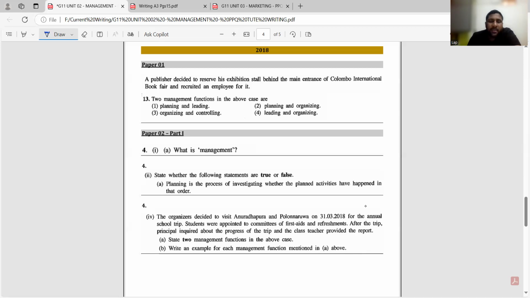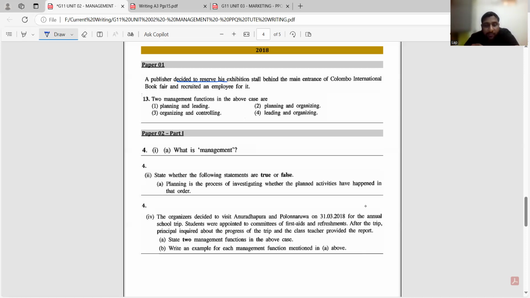A publisher decided to reserve his exhibition hall behind the main entrance of Colombo International Book Fair and recruited an employee for it. Two management functions. Okay, so the publisher has decided to reserve his exhibition hall behind the main entrance. So one publisher is there in the exhibition hall. He is planning now: okay, we'll reserve a slot for us. Here he is planning now in Colombo International Book Fair.